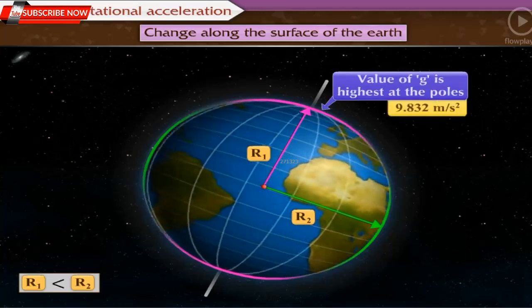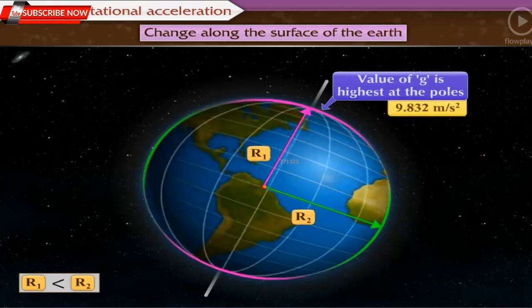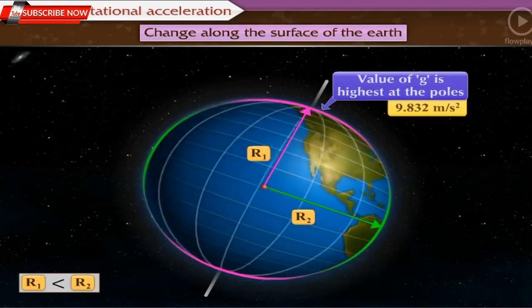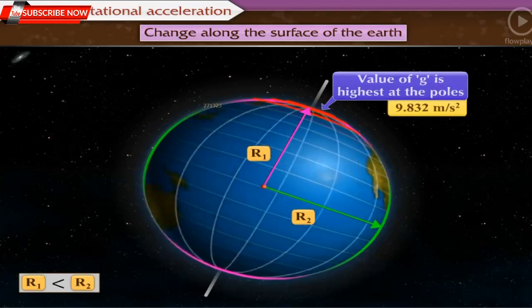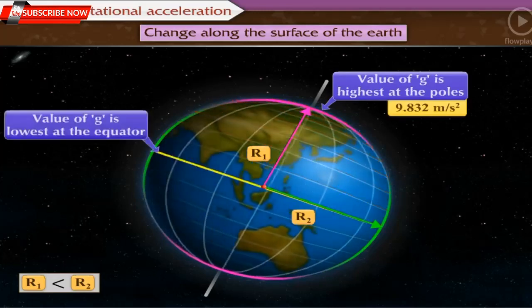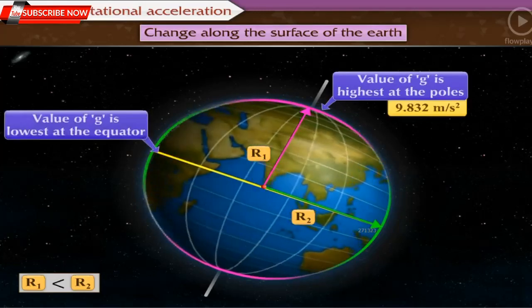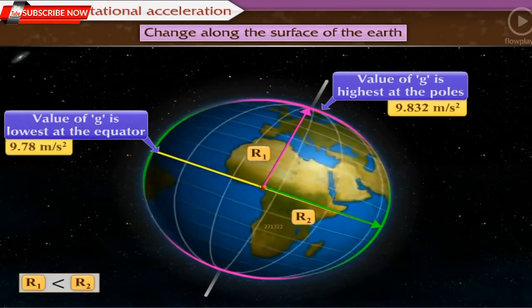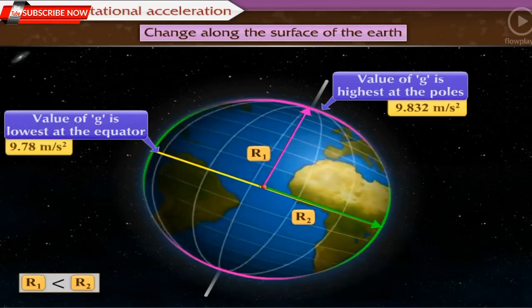It is 9.832 meter per second square. As we move from the poles towards the equator, the value of g decreases slowly. The value of g is lowest at the equator. It is 9.78 meter per second square.